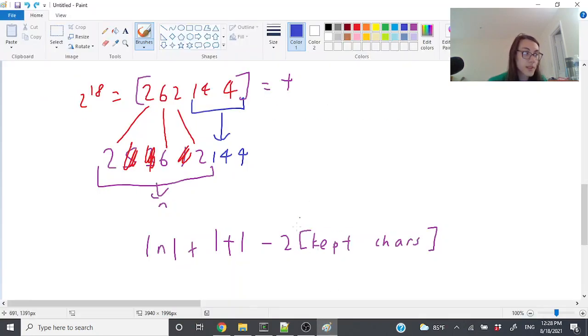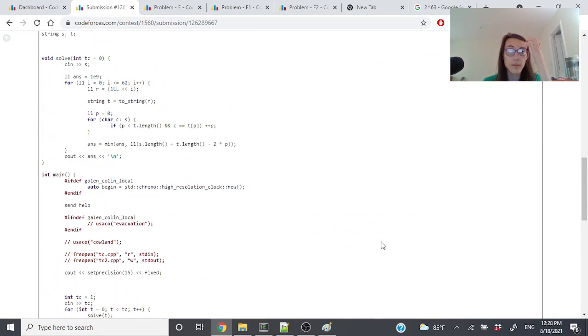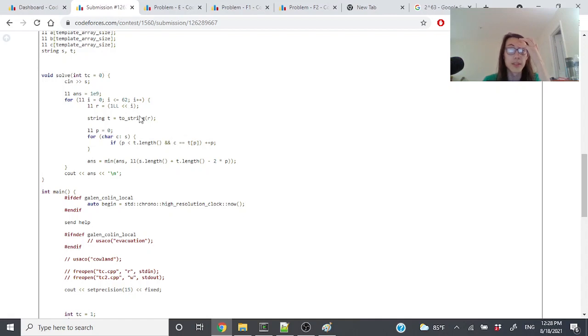So the strategy is to try all powers of 2, find out this expression, find out the number of characters we keep, and then take the minimum of all the costs. So I'm doing exactly this. There's a function called toString, which is nice because then I can treat everything as a string. And then for each character, greedily match it, and then take the minimum of the expression.